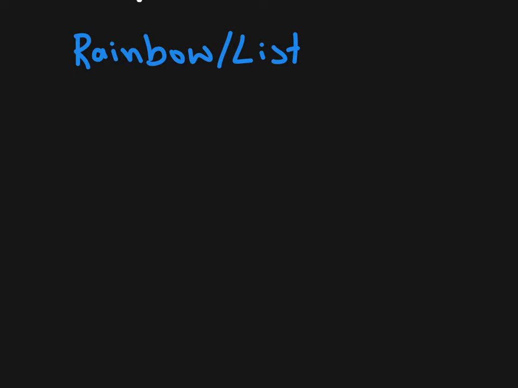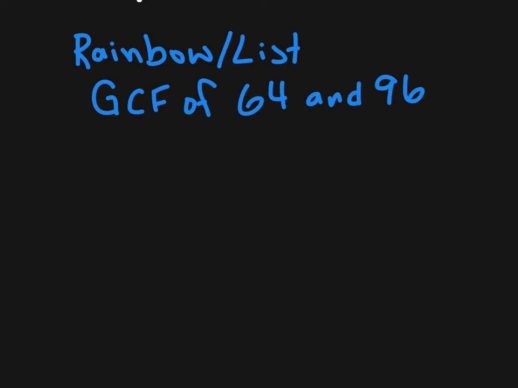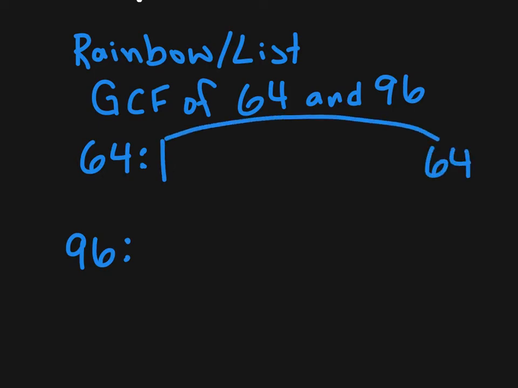So if we're trying to find the GCF of, say, 64 and 96, what we would do is just list out each of their factors. So for example, 64 would be 1 and 64, because 1 times 64 is 64.